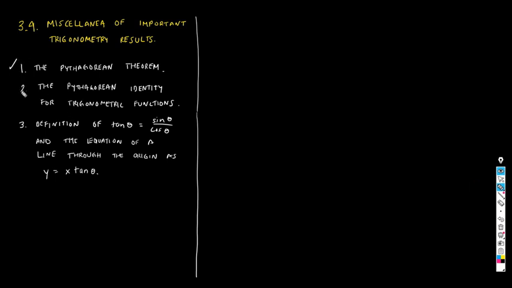So number 1, done. Number 2, the Pythagorean identity for trigonometric functions. What is this? The Pythagorean identity. Okay. This identity is the following. I'm going to write it down first. For any angle theta, we have the following: that the squared sine of theta plus the squared cosine of theta equals 1.